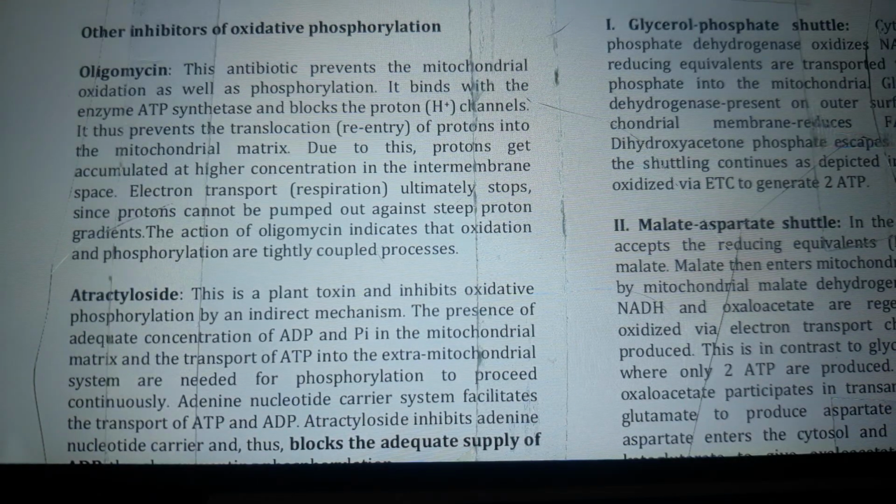Other inhibitors of oxidative phosphorylation: oligomycin. This antibiotic prevents the mitochondrial oxidation as well as phosphorylation. It binds with the enzyme ATP synthase or synthetase and blocks the proton H+ channels. It thus prevents translocation, re-entry of protons into the mitochondrial matrix. Due to this, protons get accumulated at higher concentration in the intermembrane space. Electron transport, respiration ultimately stops since protons cannot be pumped out against deep proton gradients. The action of oligomycin indicates that oxidation and phosphorylation are tightly coupled processes.